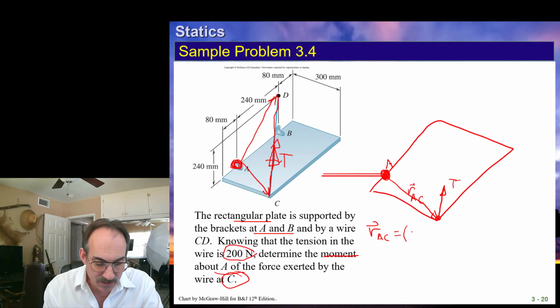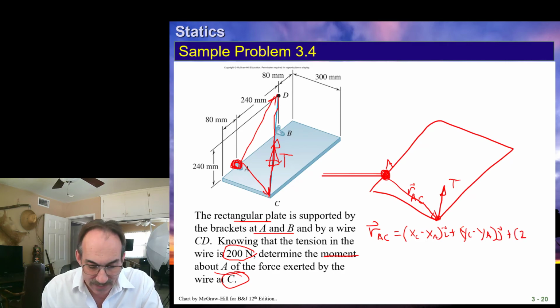So we're going to have (xC minus xA) i plus (yC minus yA) j plus (zC minus zA) k. That is our vector.